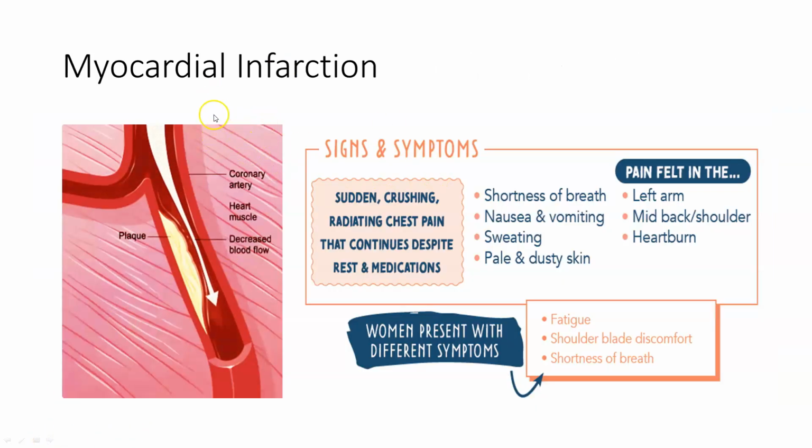So again, on the left, we see how that process of plaque happens and how it decreases oxygenated blood flow. Signs and symptoms are still sudden crushing, radiating chest pain that continues despite, and that's the key word, despite rest and medication. All the signs and symptoms we talked about as far as shortness of breath or pain radiating to the back, to the left arm, complaints of heartburn, diaphoresis. And again, we talked about the typical and atypical manifestations of chest pain with our female clients.